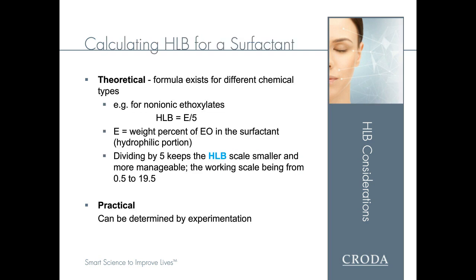Theoretically, the HLB of non-ionic ethoxylates is determined by the weight percent of ethylene oxide divided by 5. Ethoxylates are ingredients made from reacting a known amount of ethylene oxide with another chemical. The weight percent of ethylene oxide is chosen as this makes up the hydrophilic portion of the surfactant. This is divided by 5 to keep the HLB scale smaller and more manageable. The next slide will show an example of how to calculate this for a known non-ionic ethoxylate.